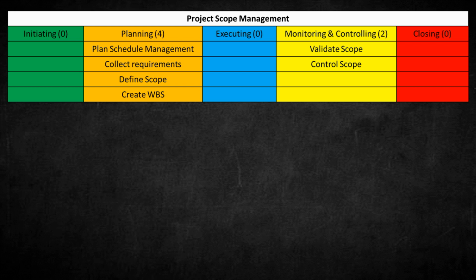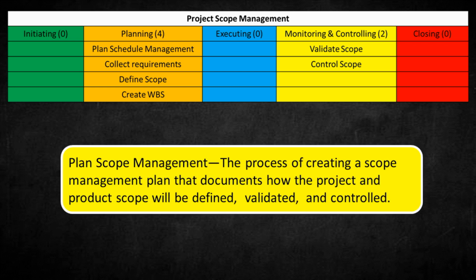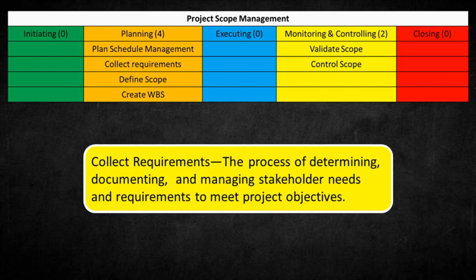4 processes during the planning stage. Plan scope management, the process of creating a scope management plan that documents how the project and product scope will be defined, validated, and controlled. Collect requirements, the process of determining, documenting, and managing stakeholder needs and requirements to meet project objectives.